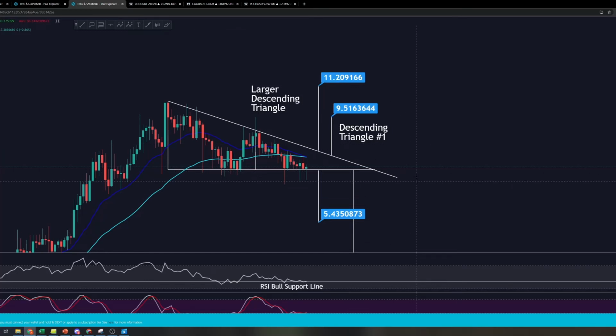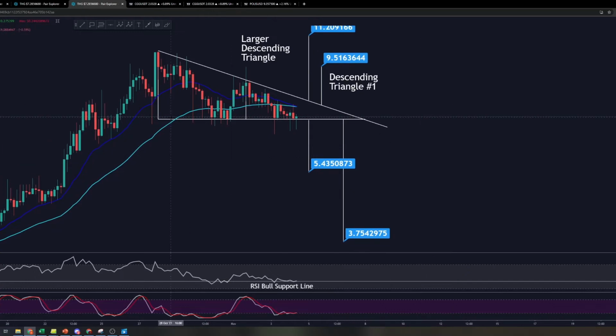Technical targets to the downside, however, are easier. Because this is a standard support line, this price never changes. The thing to note is, if we break structure, meaning candles start to form below the triangle and you close a candle on, let's say the 4 hourly, where price action stays below the support line, then expect two technical targets. The first one is the technical target of this smaller triangle, which is around $5.43, and expect a larger technical target of this larger descending triangle, which goes all the way down to $3.75.